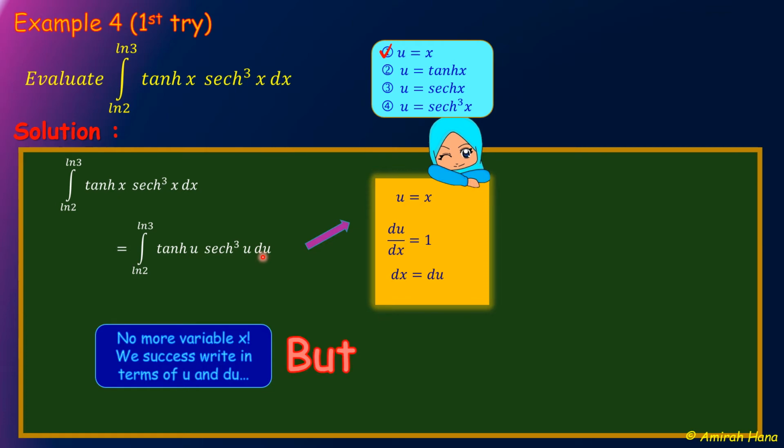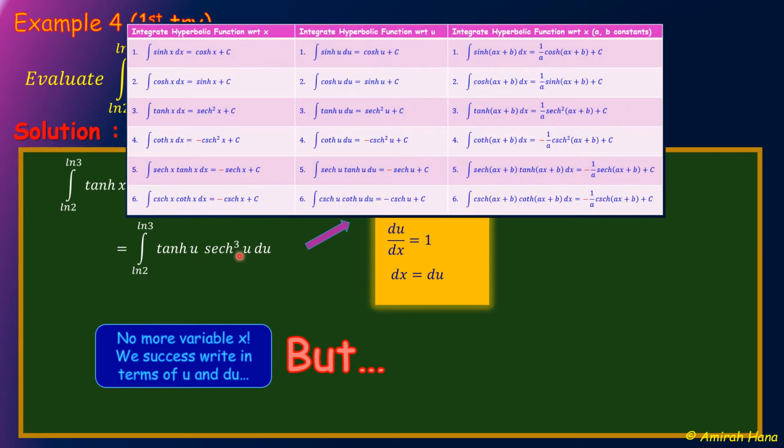But in this case, when we compare with the table of integral for hyperbolic function, there is no formula for integration of tanh u sec cube u. There is no formula here when we check one by one. So there is no appropriate formula to use from the table of integral to integrate this hyperbolic function, right?